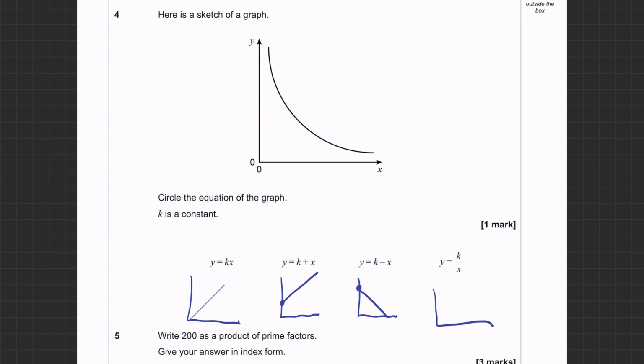which leaves us with the last one, with k over x. Well, if we have 5 divided by 1, that's just 5, so that will be here. And then 5 divided by 10, that would be smaller. And 5 divided by a half is going to be bigger, so this is actually going to curve down like that. This is an inverse graph, so it has to be this one.